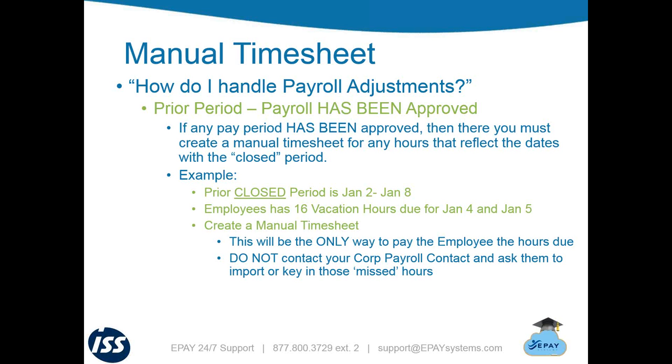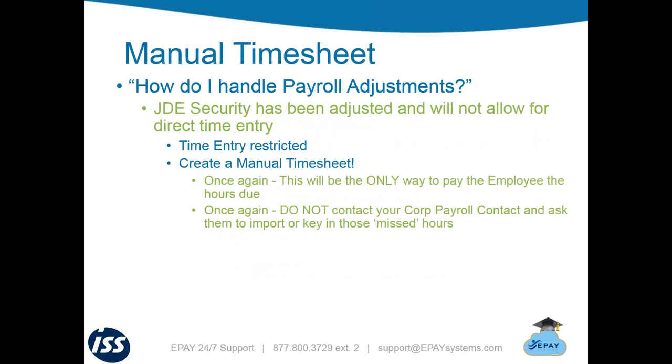And the last part of this, just to keep in mind: a couple months back, we all had our JD security adjusted accordingly, so that it no longer allowed for time entry. So obviously all time entry is now restricted. You can't just go in there and key in time to JD Edwards. That means the only way around that is to once again create a manual timesheet.